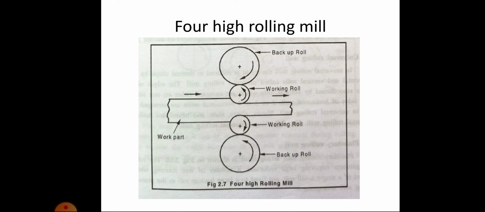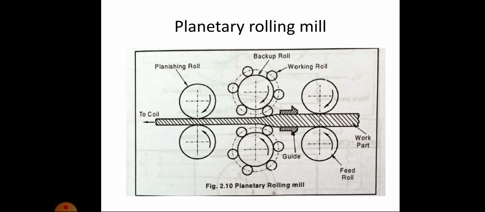There are two backup rolls which give necessary rigidity to the working rolls, which are in contact with the workpiece. Then the next one is the planetary rolling mill. For rolling arrangements requiring large reduction, a number of free rotating wheels instead of a single small roll are fixed to a large backup roll in the planetary rolling mill arrangement. Here, on the outer periphery of a backup roll, there are a number of working rolls placed in a planetary arrangement.